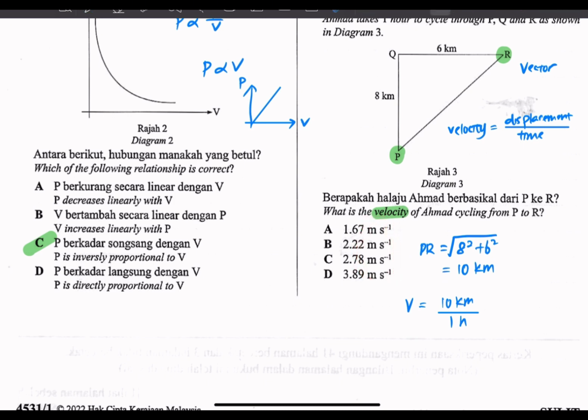But the answer is all in the unit of meter per second. So you have to change the unit. 10 km will be equal to 10,000 meter. 1 hour is 3,600 seconds. So this one we use calculator. So it's a decimal value, 2.778 meter per second. So the answer will be C.